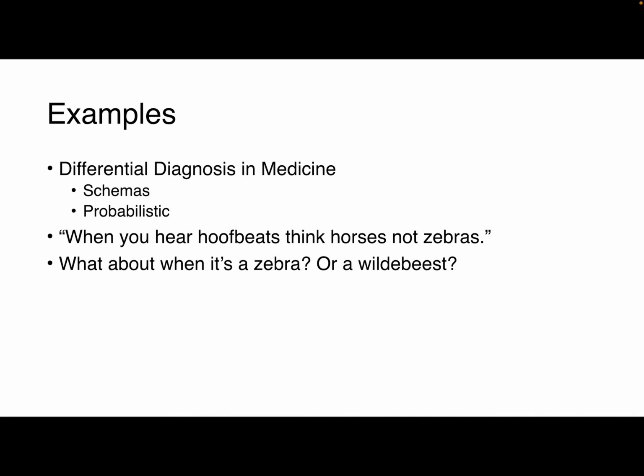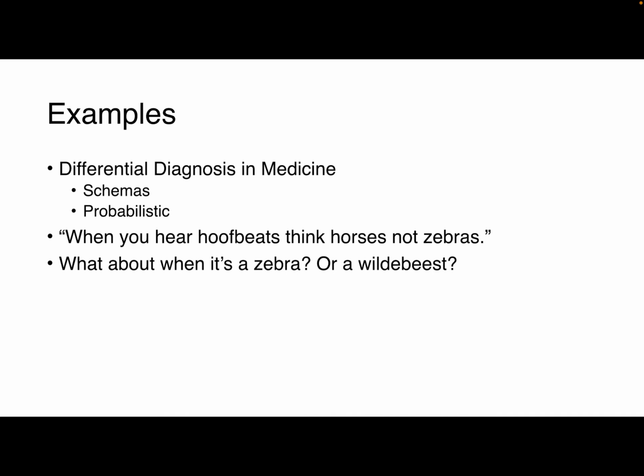So some examples here. Differential diagnosis is one that is interesting and recently relevant for our class, right? Differential diagnosis is the way that doctors and medical professionals diagnose, looking at different symptoms and trying to determine what's the most likely cause of symptoms or the most likely culprit. This is going to rely on schemas, maybe you developed during medical school or practice, but also a probabilistic view.